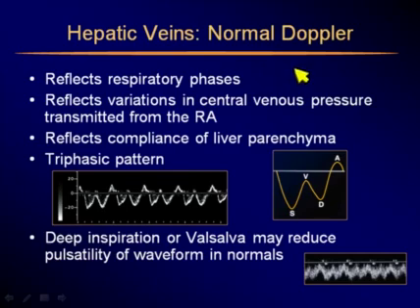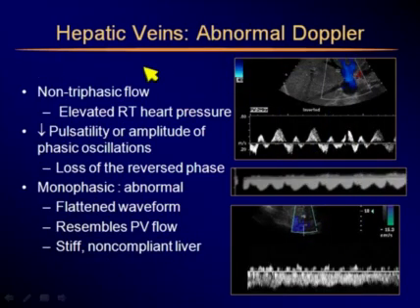The reason for this pulsatility in the normal Doppler is because it reflects respiratory phases and variations in central venous pressure that is transmitted from the right atrium. It also reflects the compliance of the liver parenchyma, giving us this triphasic waveform: systole, diastole, kick. Be careful though, because deep inspiration or Valsalva may reduce this pulsatility and dampen it, causing you to think there's a problem. So the waveform becomes abnormal when we lose that triphasic flow.